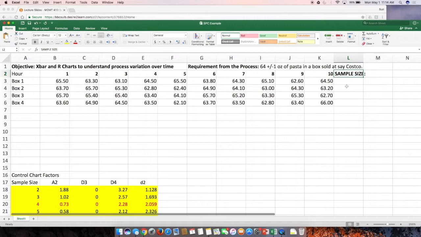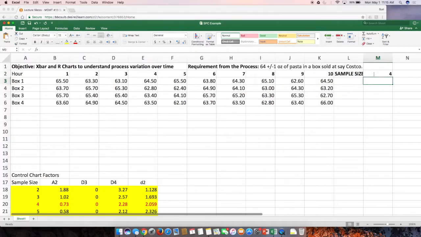You're doing this every hour for 10 hours. Even that is not the sample size. Sample size is not the 10 hours over which you collect the data. The sample size is how many observations you collect in a relatively short period of time within that 1 hour. This is the sample size. So tell me what the sample size is. It is 4. That is the sample size.